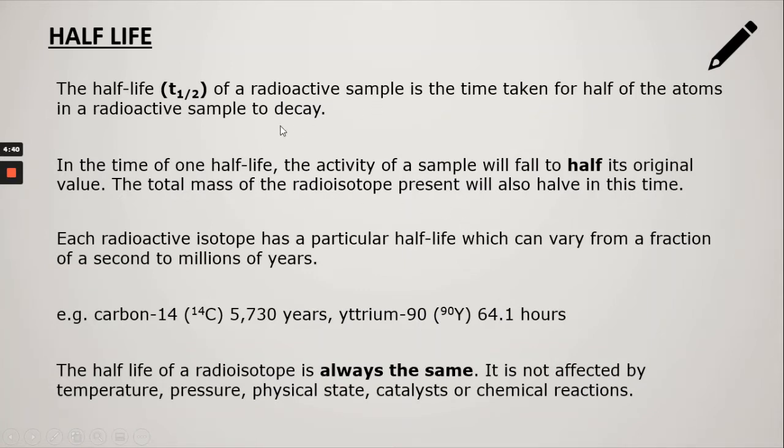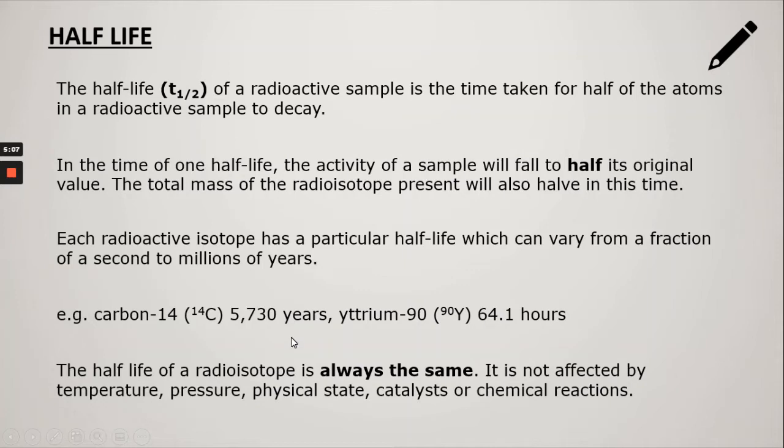So these are some key things to remember about half-life. In the time taken for one half-life, half of the atoms in the sample will decay. That means the activity of the sample will halve, and the total mass of the radioisotope present will also halve. Each radioactive isotope has a particular half-life, and that can vary from a fraction of a second to millions of years. So just a couple of examples: carbon-14 has a half-life of 5,730 years.